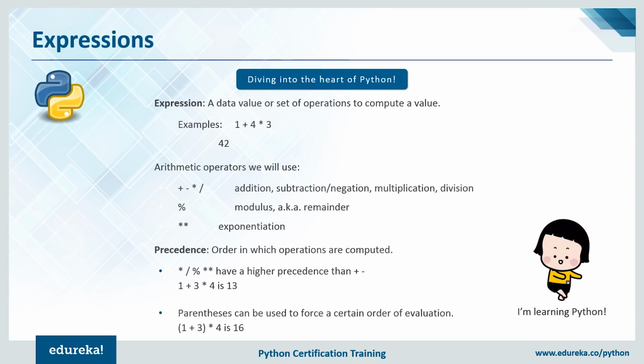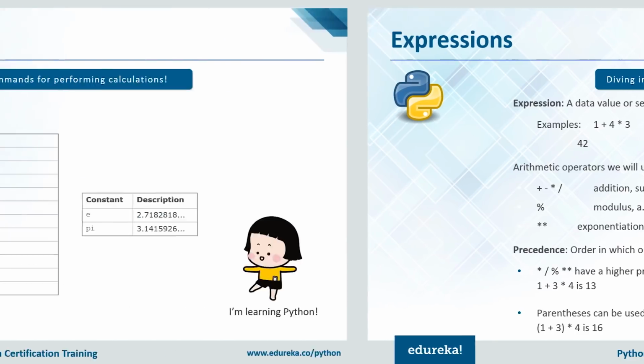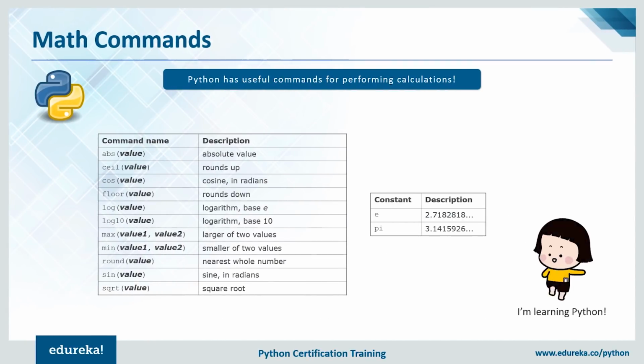Well, consider this. Parentheses can be used to force a certain order of evaluation. So let's say 1 plus 3 is put under parentheses, right? So the overall value becomes 16 and not 13. So this is why precedence is really important, guys. So next up, let us check out some of the basic math commands that Python provides for us. Well, to start with, we have something called abs. abs is nothing but the absolute value of it, right?